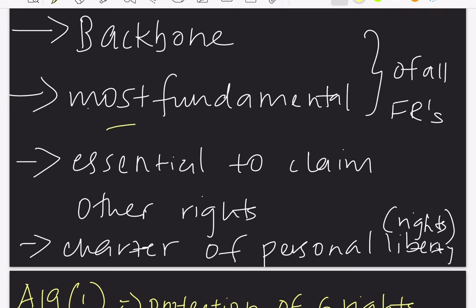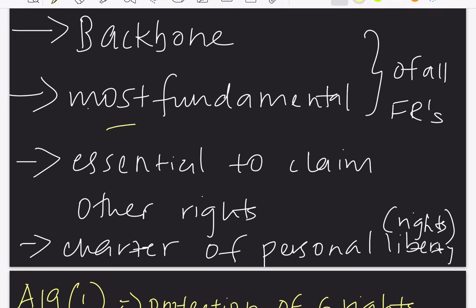Article 19 Clause 1 provides for protection of 6 rights. That is, we have freedom of speech and expression, and we have the right to assemble. Not just assemble, we can also form unions, associations and cooperatives. Not just that, we can move freely throughout our country and we can also reside and settle anywhere in our country.